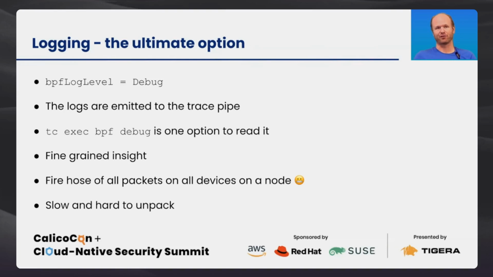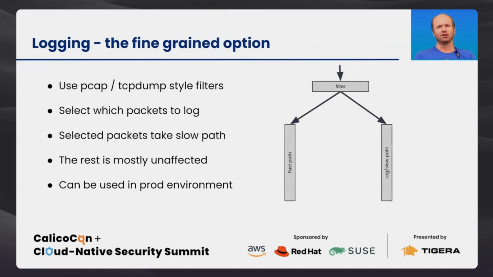It has an impact on performance, and also for troubleshooting, this is super hard to unpack. So what we are implementing and will be part of the upcoming release is much more fine-grained logging. What we essentially do is we can use PCAP or TCP dump-like expressions to create filters that select which packets should be logged and which traces should be logged.